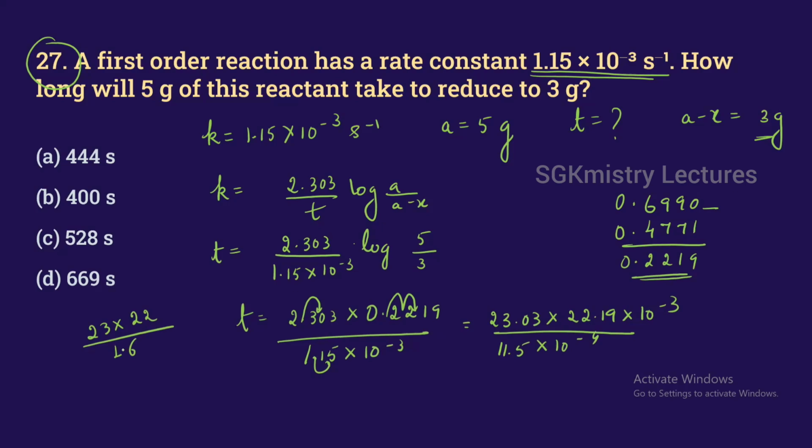2 3s are 6, 2 2s are 4. 2 3s are 6, 2 2s are 4 again, 6, 506. So 506 divided by 11.5. I have to do 506 into 10 to the power of minus 3 divided by 11.5 into 10 to the power of minus 4. Right? So again, we can shift the points here again. Okay, so we have 5060 divided by 115.